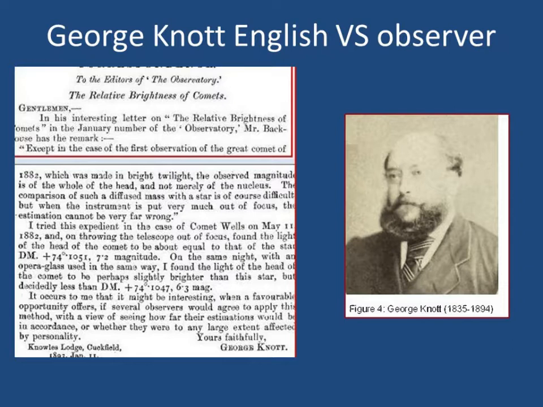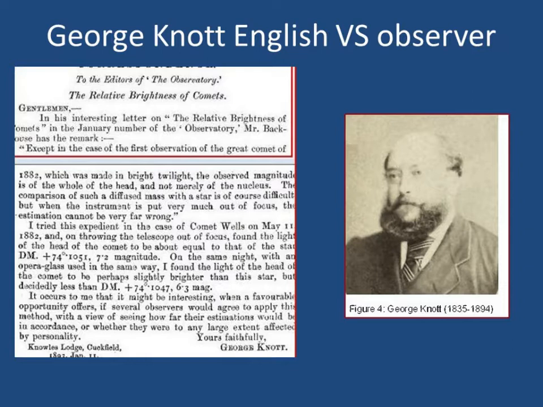And he says here, the comparison of a diffuse mass with a star is of course difficult, but when the instrument is put out of focus very much, the estimation cannot be far wrong. So this was the very first person in the literature to describe a method of comparing stars with comets so that they could get an estimate of the magnitude, and this is very, very important.